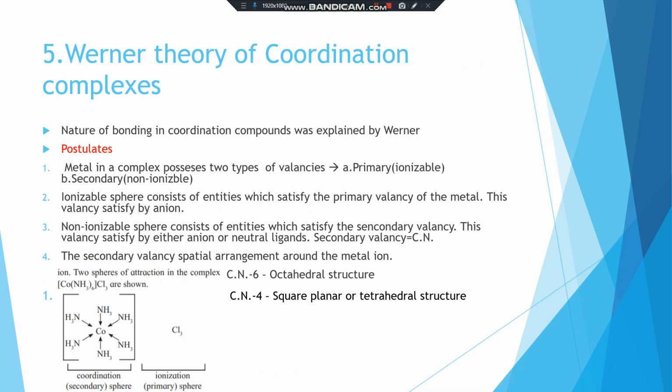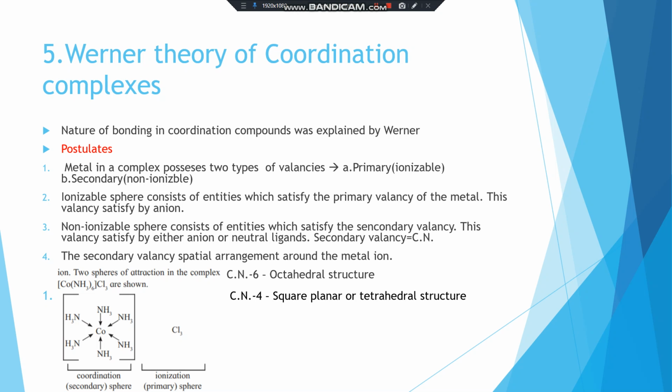Next, the last point, Werner's theory of coordination complexes. The first attempt to explain the nature of bonding in coordination compounds was put forth by Werner. The postulates of Werner's theory are as follows. First postulate, unlike metal salts, the metal in a complex possesses two types of valencies. First, primary valency, which is ionizable valency, and second, secondary valency, which is non-ionizable valency.